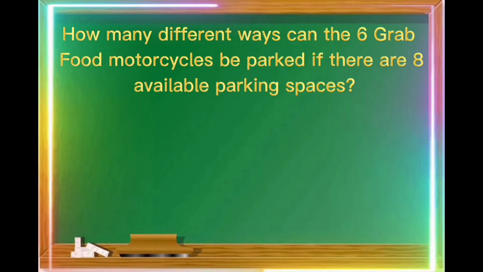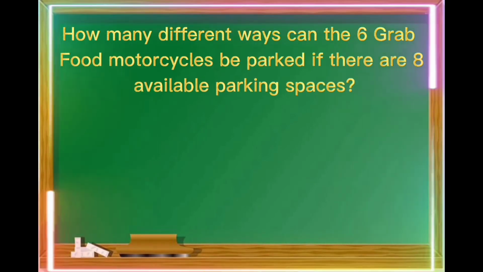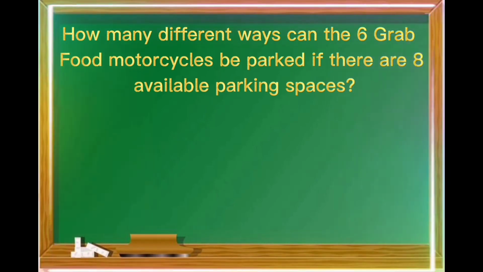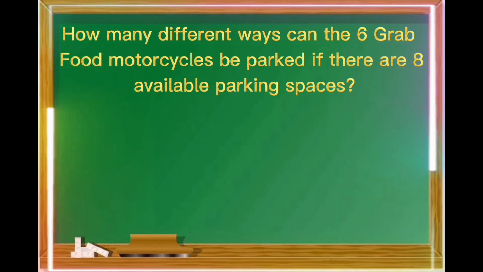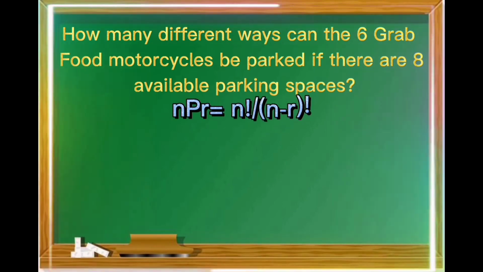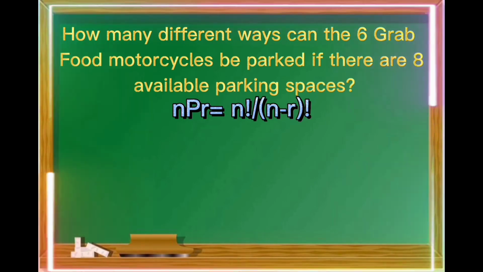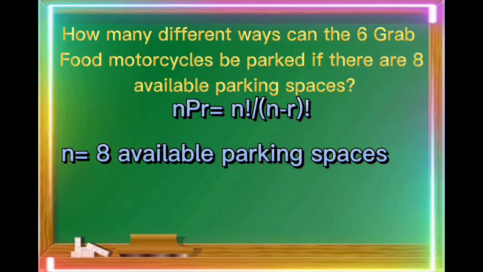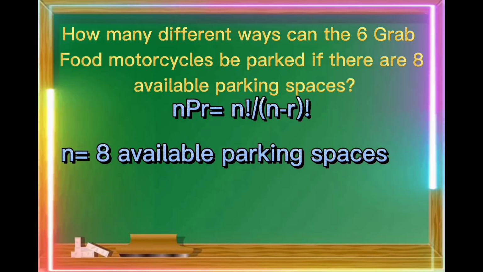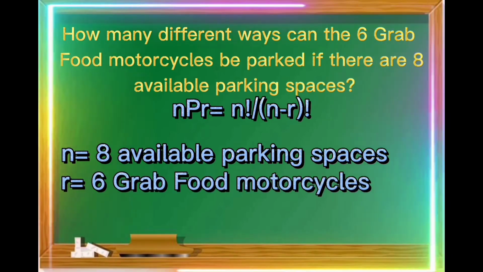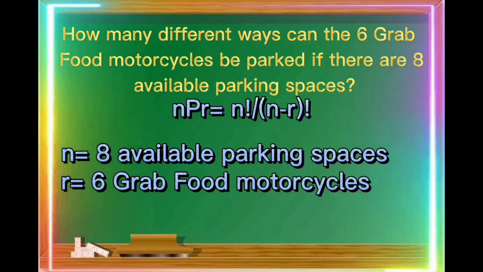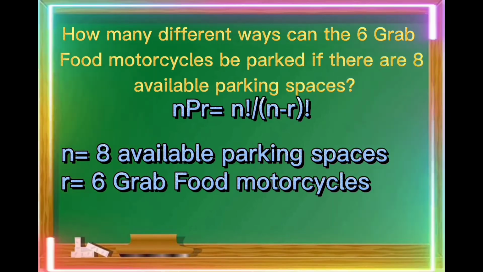Now, let's go back to our previous example. How many different ways can the 6 Grab food motorcycles be parked if there are 8 available parking spaces? We will now use the permutation of n objects taken r at a time. Let us denote the available parking spaces as our n and the 6 Grab food motorcycles as our r, since n must be greater than or equal to r.